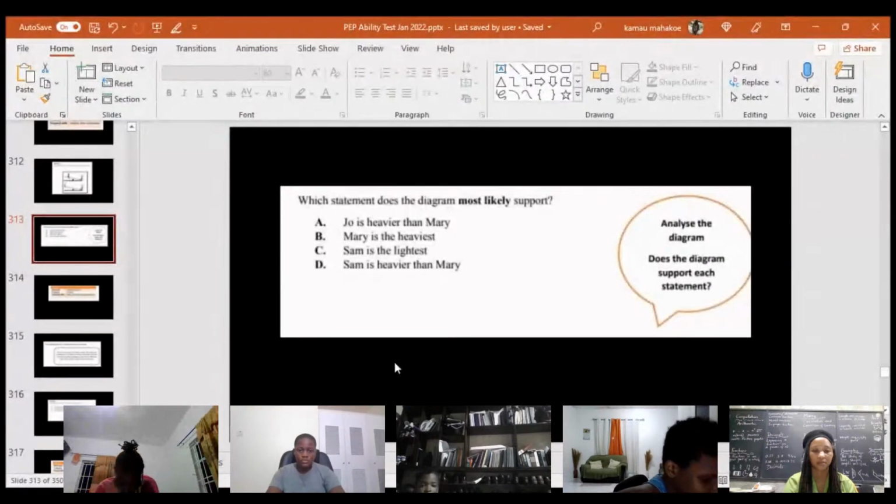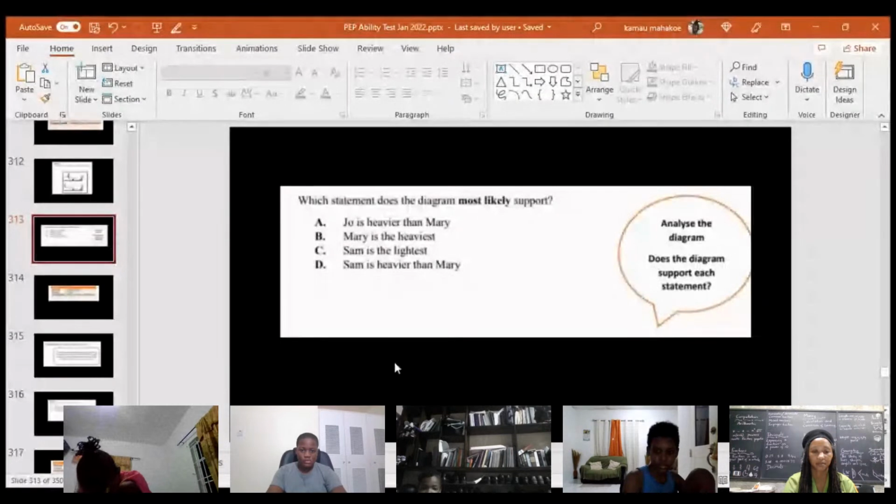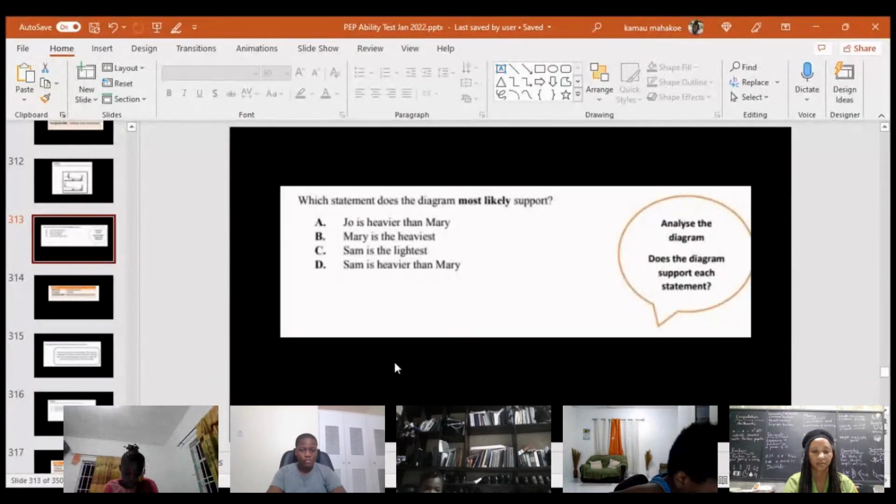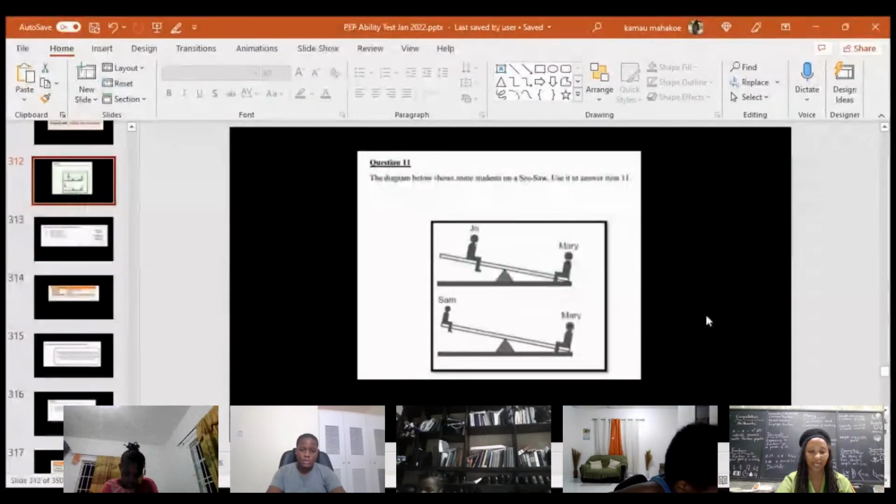A. Joe is heavier than Mary. B. Mary is the heaviest. C. Sam is the lightest. D. Sam is heavier than Mary. So that's the diagram again.